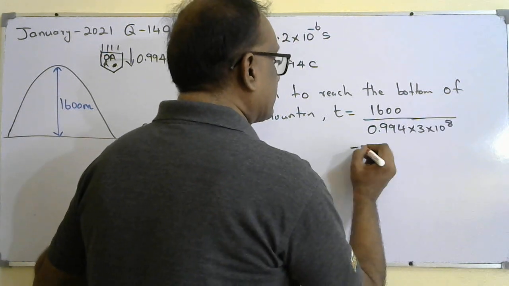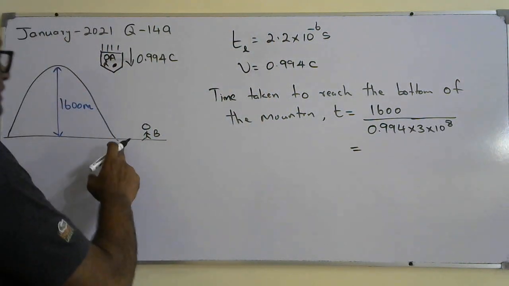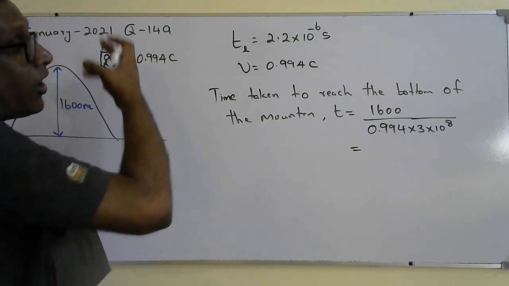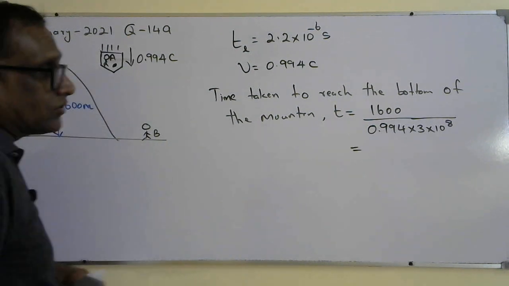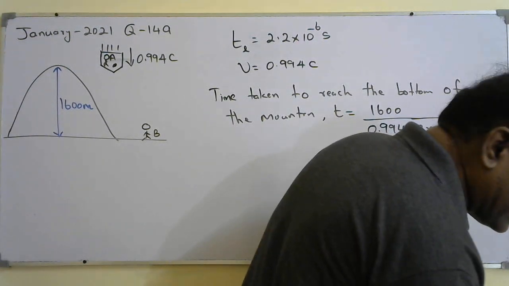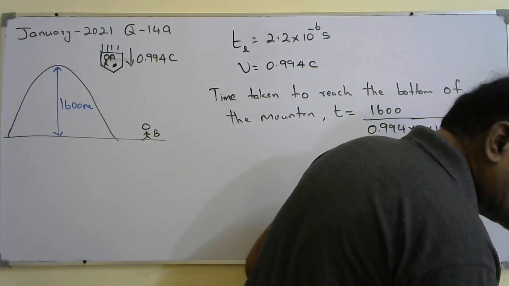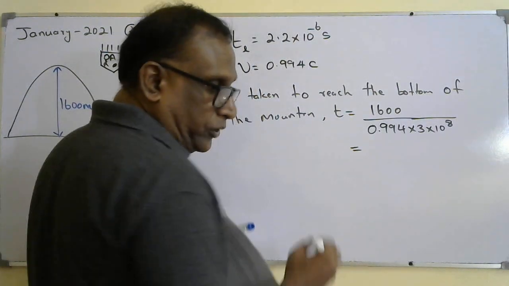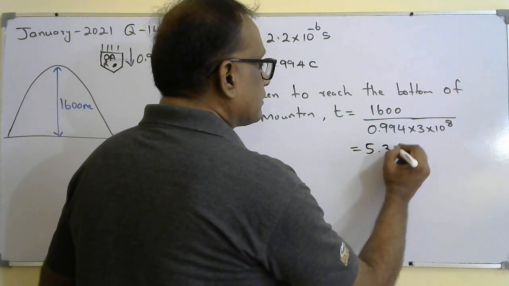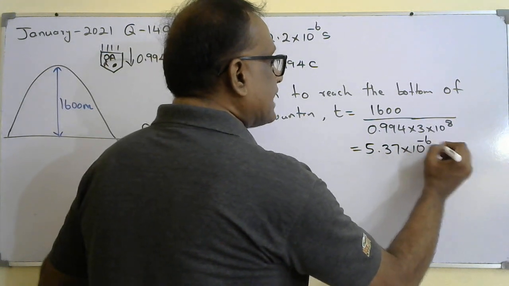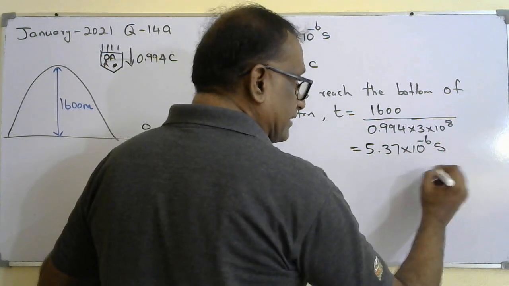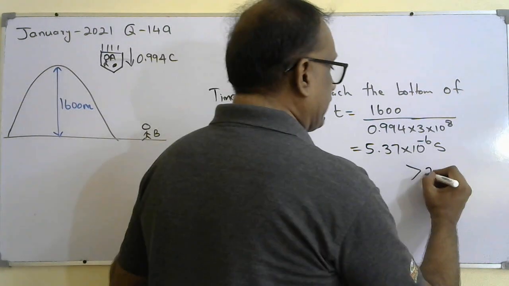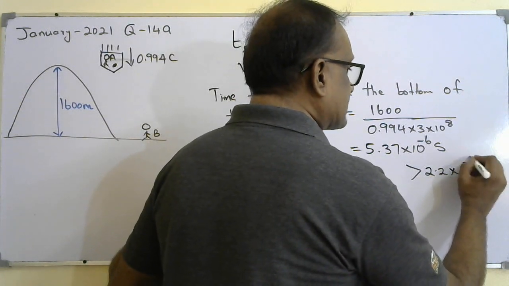They will say the time needed for the muon, or the rocket, or observer A, to reach the ground will be 5.37 × 10^-6 seconds, which is greater than the lifetime of the muon, 2.2 × 10^-6 seconds.